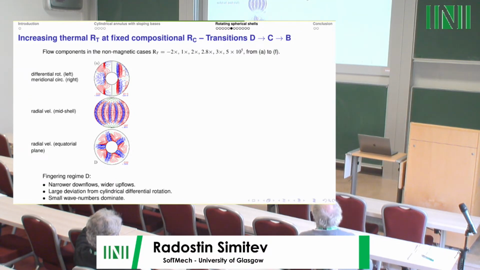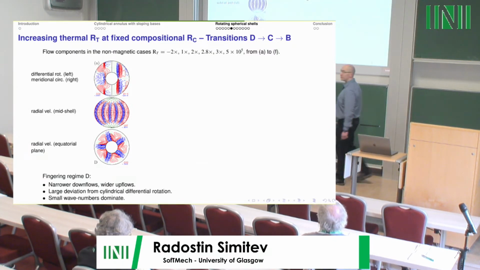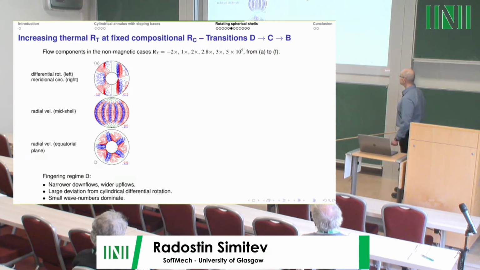So what we have here is somewhat narrower downflows and wider upflows. There is a large deviation from the cylindrical profile of the differential rotation. So differential rotation looks in this particular way. And the pattern is dominated by small wave numbers, as predicted by the linear analysis.